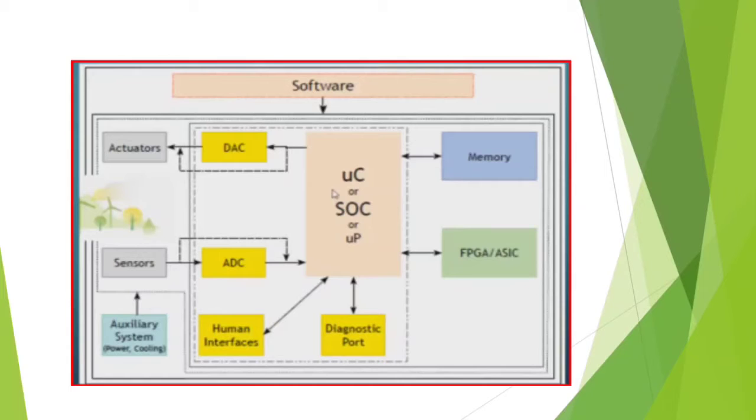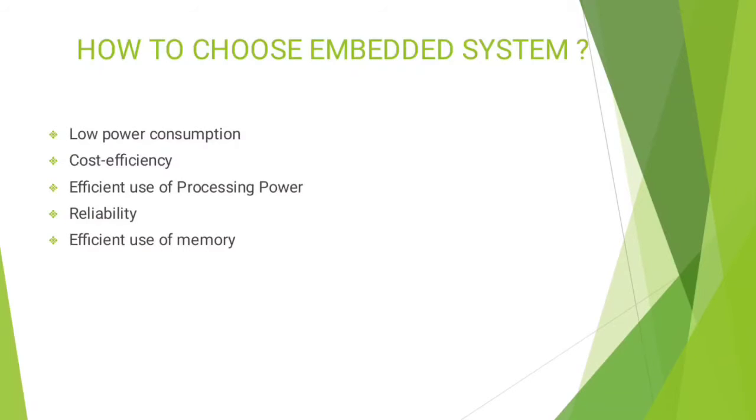So when we come to the components in an embedded system, it contains memory, human interfaces, diagnostic port, sensors, auxiliary systems, actuators, DAC, and ADC. And how to choose an embedded system: it should have low power consumption, be cost efficient, have efficient use of processing power, reliability, and efficient use of memory.